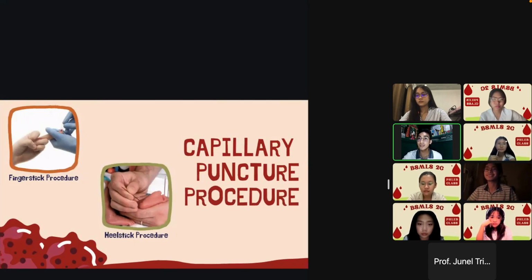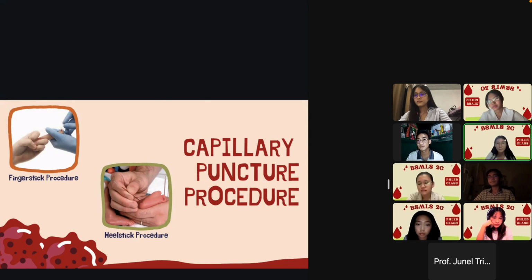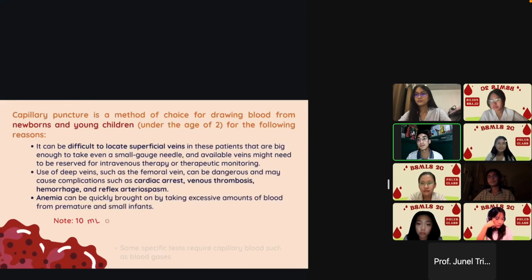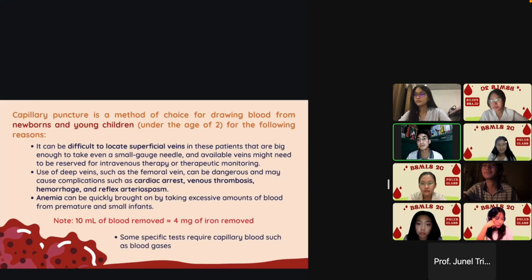Before we move on with the capillary puncture procedure with Doc Marius, may I ask Zhyra again, what is the composition of the blood that is collected in capillary puncture? Sir, the blood from capillary puncture is composed of a mixture of blood from venules, arterioles, capillaries, interstitial fluid, and intracellular fluid, sir. Okay, that's right. Thank you for listening, Zhyra. Okay, let's move on to capillary puncture and procedure. Doc Marius, take it away.